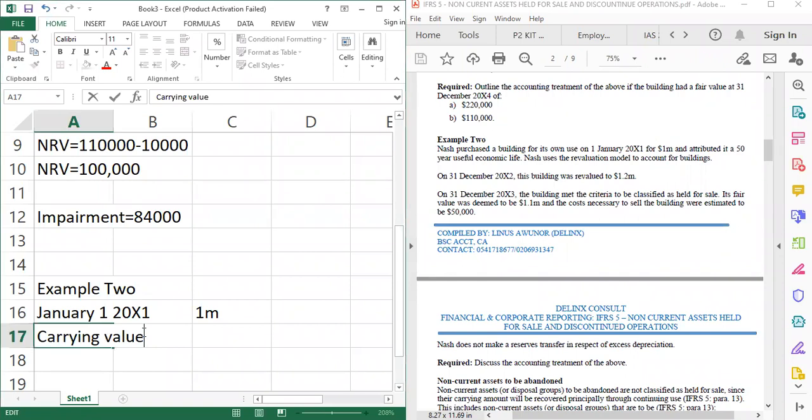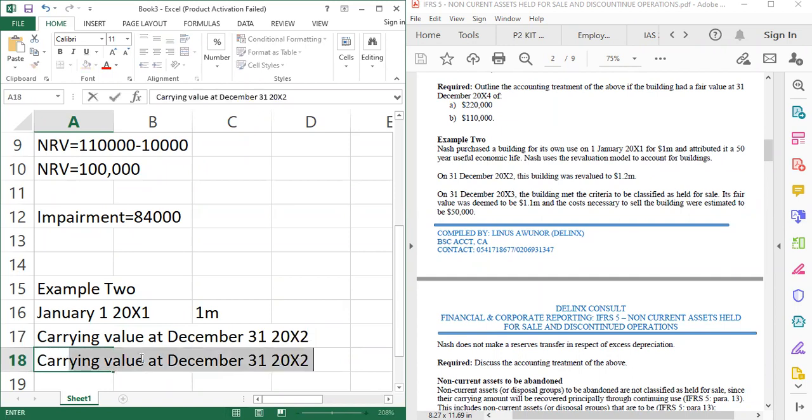Okay, so we need to know the carrying value as at the day that the revaluation was done. So carrying value at December 31, 2x2, so that we know whether we are making a revaluation gain or loss. So what will be the carrying value? The carrying value will be 980,000. That will be the cost minus the accumulated depreciation, isn't it?